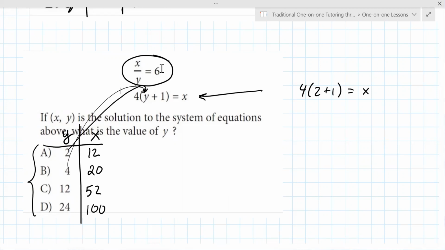Which one do you think it will be? Let me just do it. Okay.